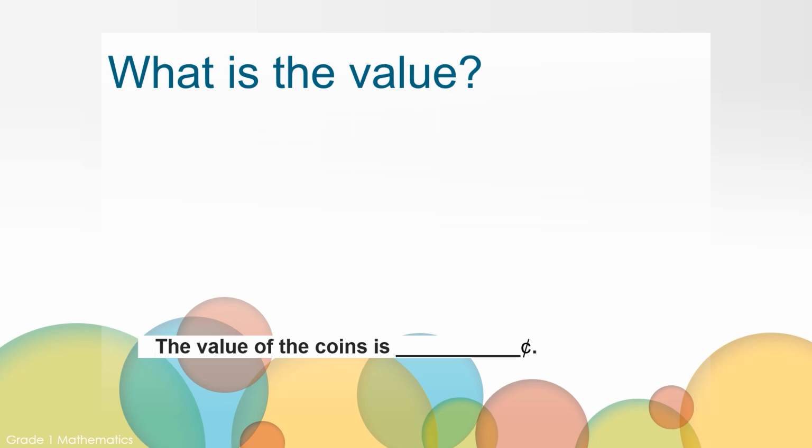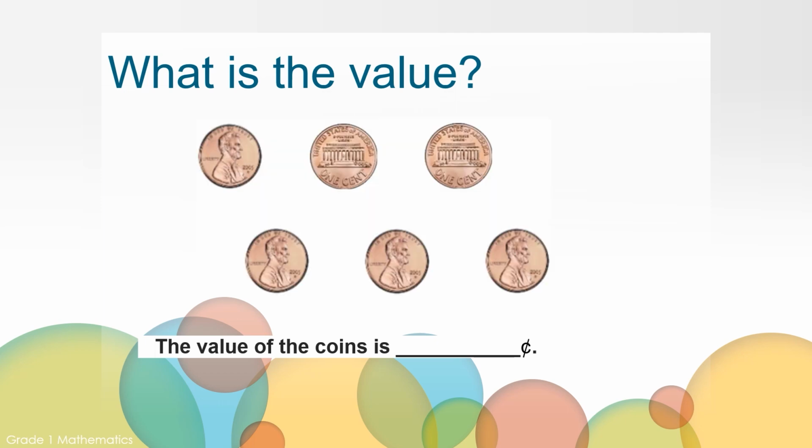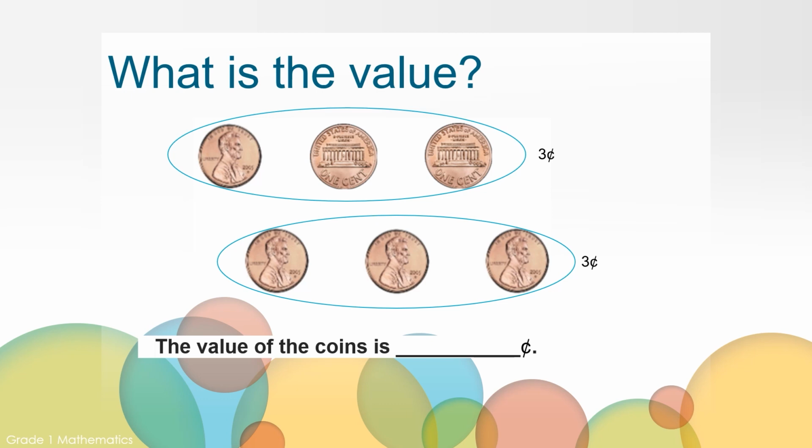What did you see and how did you see it? What is the value of the coin shown? Maybe you saw the coins by counting by ones like this. 1 cent, 2 cents, 3 cents, 4 cents, 5 cents, 6 cents. Or maybe you saw 2 rows with 3 pennies, or 3 cents each. The value of the coins is 6 cents.